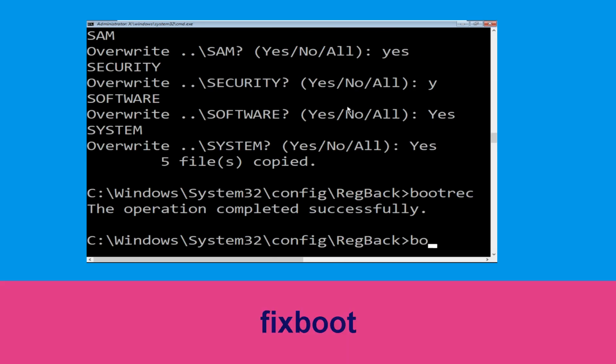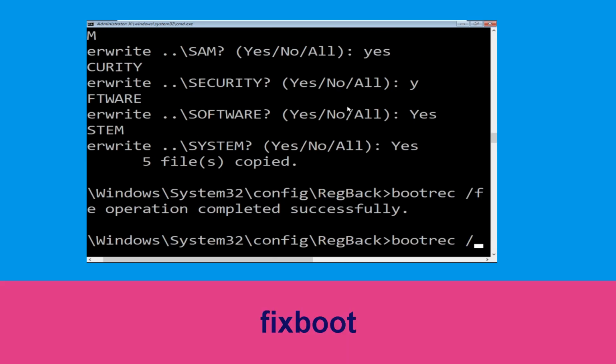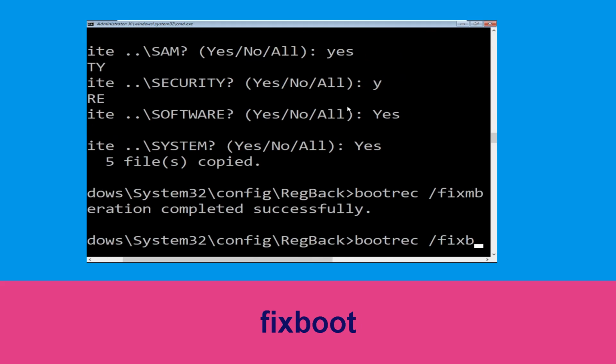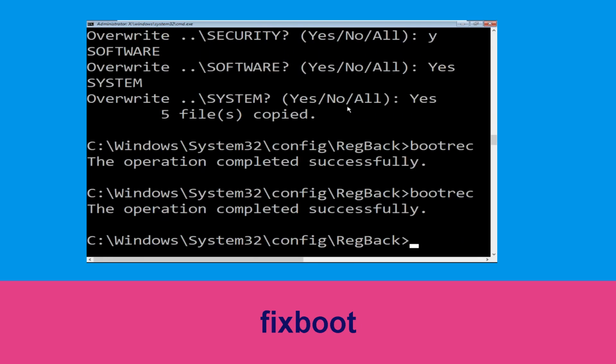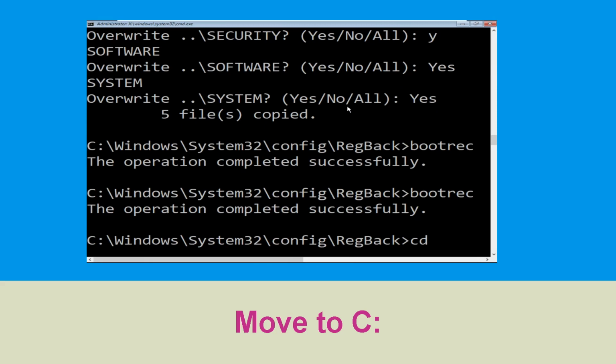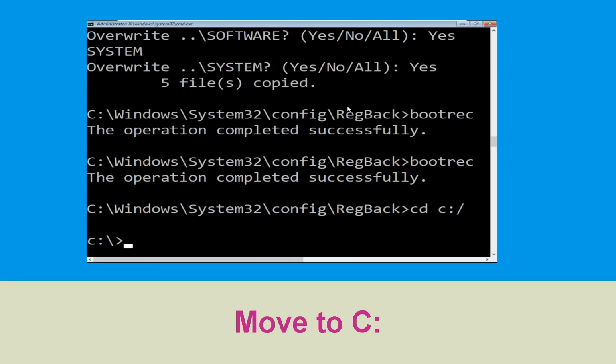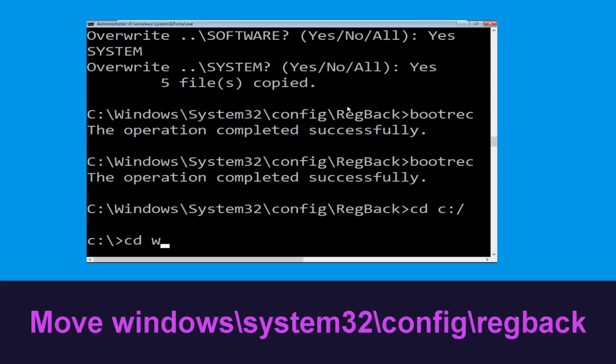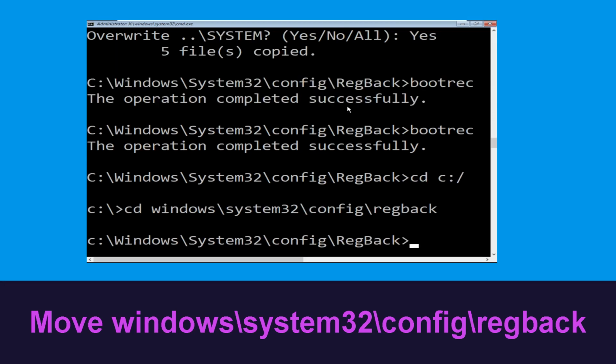Now type in bootrec /fixboot and simply hit enter to execute the command. Now type in cd c:/ and simply hit enter to execute the command. Now type this command cd windows/system32/config/regback and simply hit enter to execute the command.